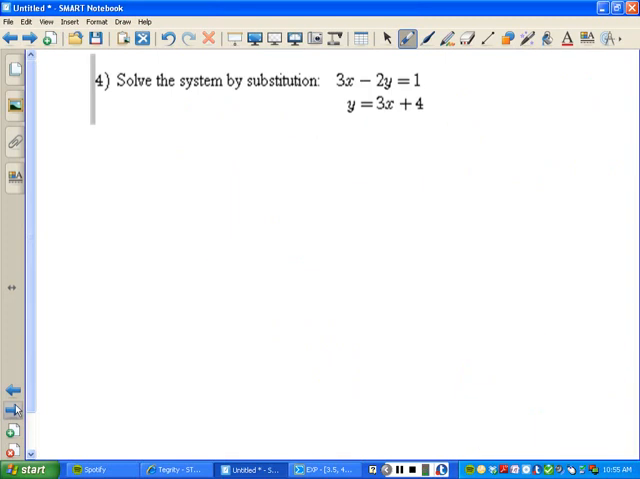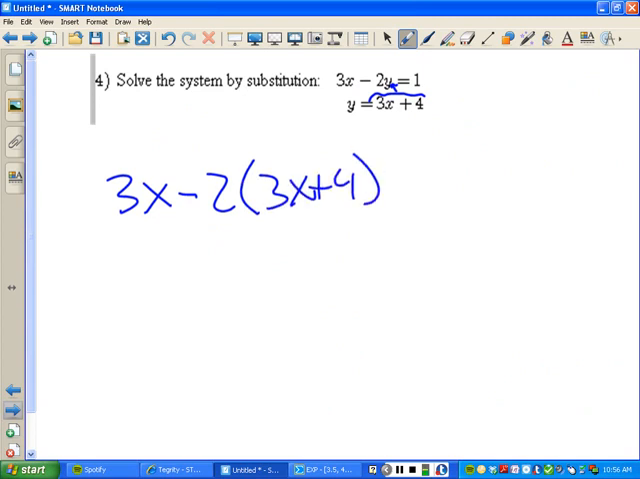Now, you had to solve by substitution. Don't cheat. Don't y'all cheat. All right. How'd you do this one? You're going to take this, and what are you going to do with it? Plug it into that. So you got 3x, you can do it any number of ways, times 2, 3x plus 4.